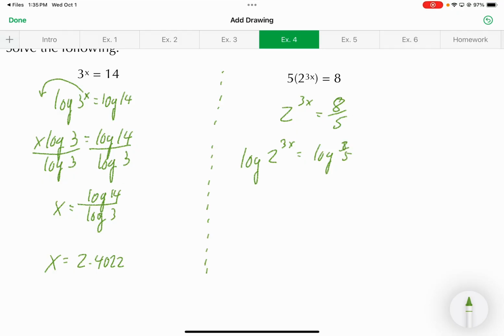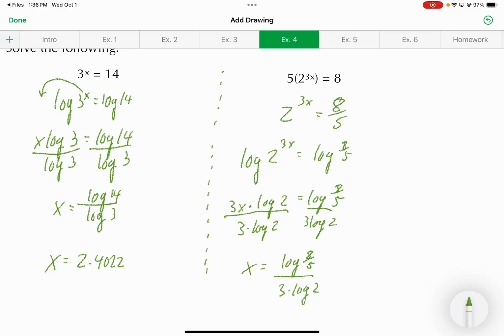All right. Now I need to bring my exponent out in front. So 3x times log of 2 equals log of 8/5. Now I need to divide. What am I going to divide both sides by? Log 2, 3 log 2. I would do 3 times log 2, right? Might as well get that out of the way as well. So then x is going to equal log of 8/5 divided by 3 times log of 2.